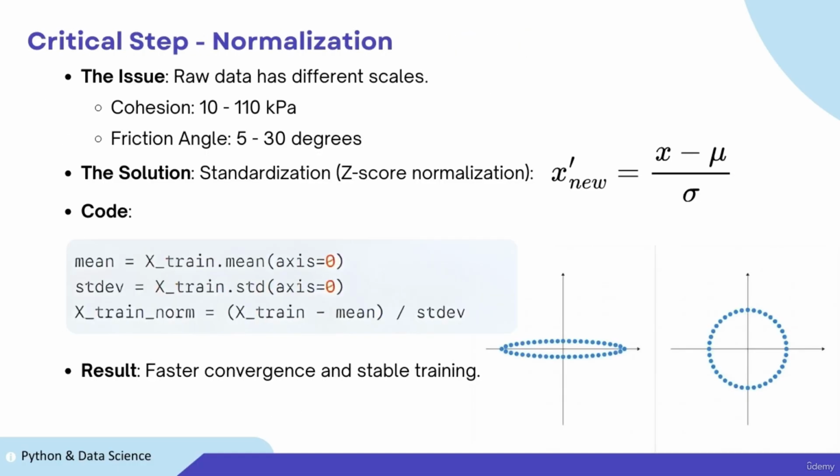Before we train, we must normalize. Notice that cohesion goes up to 110, but friction only to 30. If we don't fix this, the neural network will think cohesion is more important just because the number is bigger. We use standardization or z-score normalization. In the code, we calculate the mean and standard deviation, then subtract the mean from the data and divide by the standard deviation. This puts everyone on a level playing field.